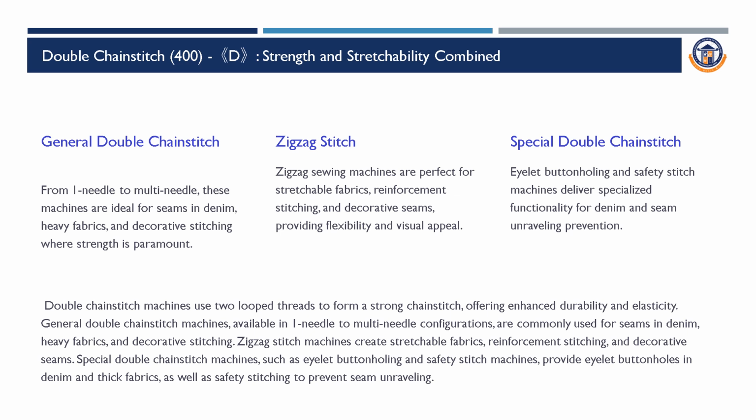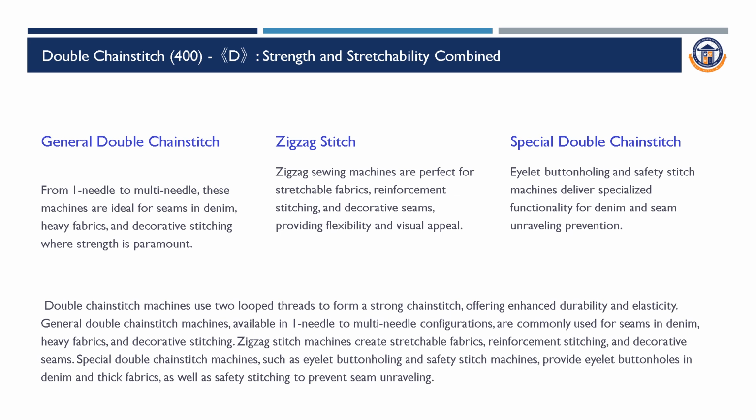a strong chain stitch, and it offers enhanced durability and elasticity because of its number of threads and the chain stitch looping effect. General double chain stitch machines are available in one-needle to multi-needle configurations. They are commonly used for sewing denims, heavy fabrics and decorative stitching.